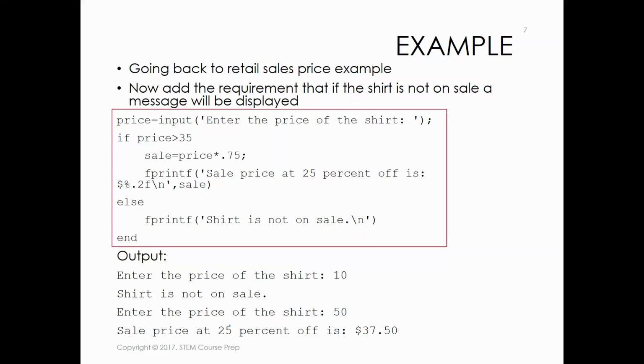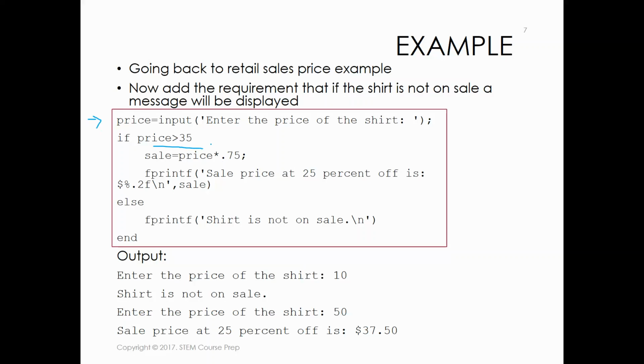So let's go back to that retail sales price example that we had. This time we're going to add the requirement that if the shirt is not on sale, a message is going to be displayed. So before, we didn't do anything if the shirt wasn't on sale. Alright, we just didn't calculate a sales price. So now let's add this separate path on here. So let's get our input, which is the price. Then let's check and see if the price is greater than 35, because remember that was the cutoff point for the sale.